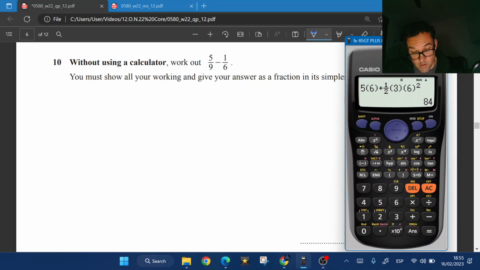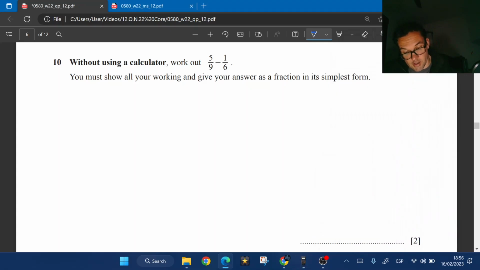Right, question 10 says, without using your calculator, but who's going to know if we do this? There we go, answer 7 over 18.